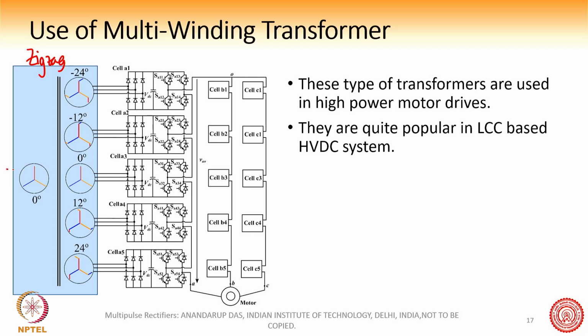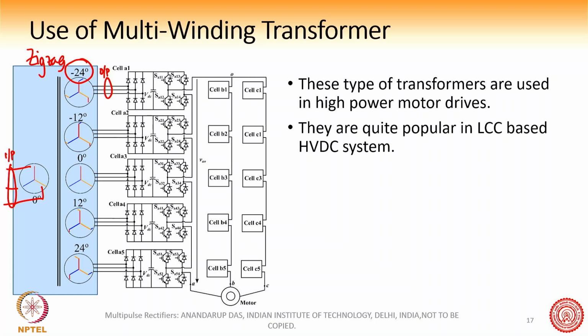If you see here, in this zigzag transformer there is this input line voltage and then there is an output line voltage. This angle here indicates that there is a phase shift between the line voltages of the input and the output. This is the input and this is the output, and the phase shift between these two line voltages is minus 24 degrees, which means the output is lagging the input voltage by 24 degrees.